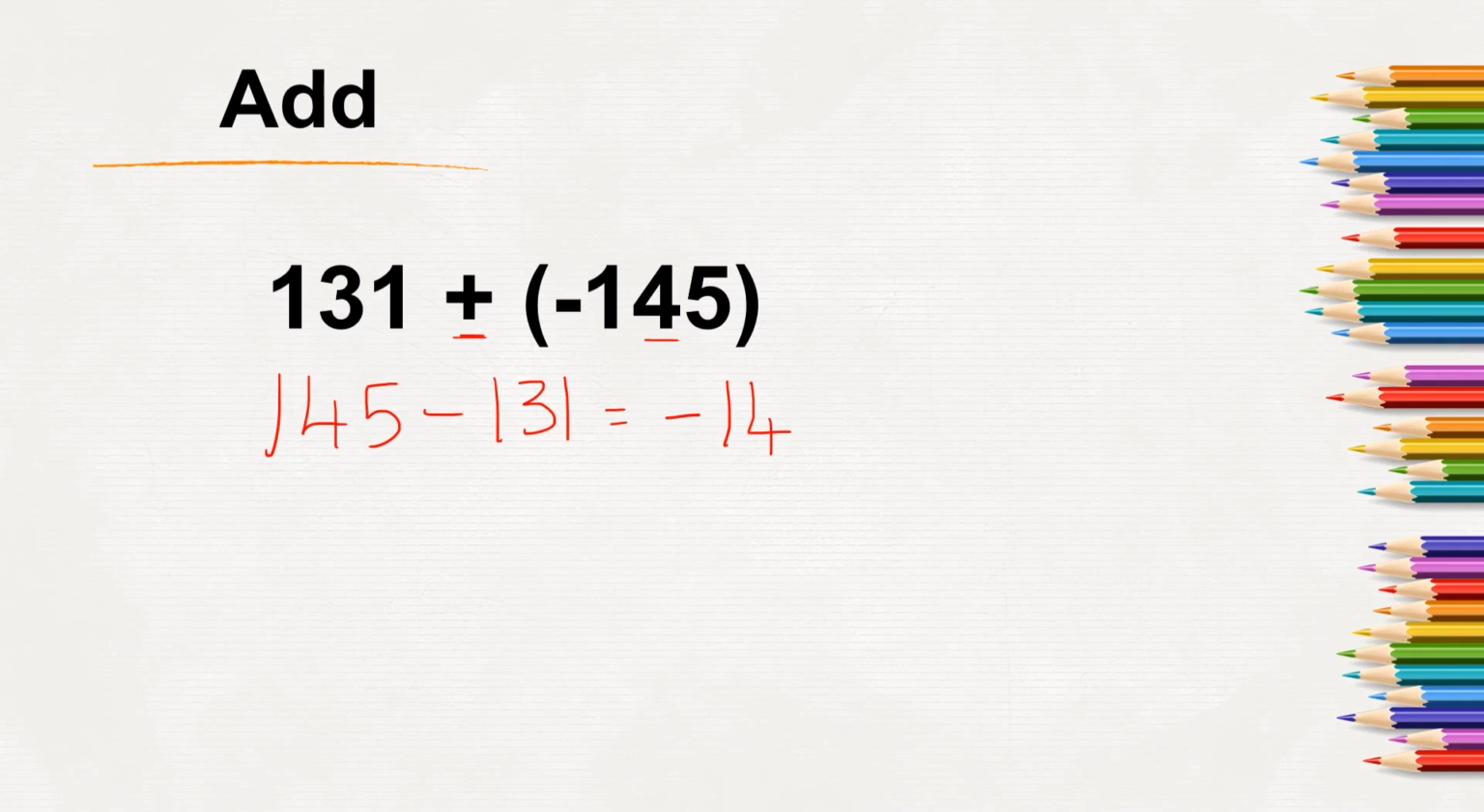I'll give you an example for this. Imagine you have 131 candies, but someone takes away from you 145 candies. Now, when you only have 131 candies, how can someone else take 145 candies? Yes, that could be possible when you borrow another 14 candies from someone else.